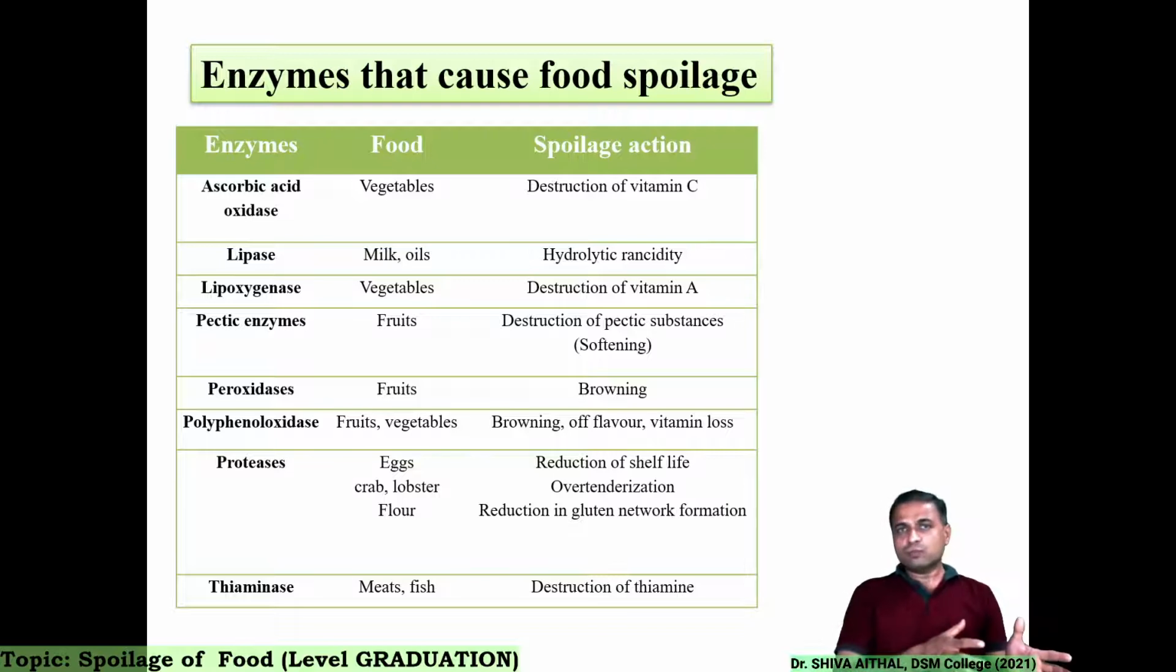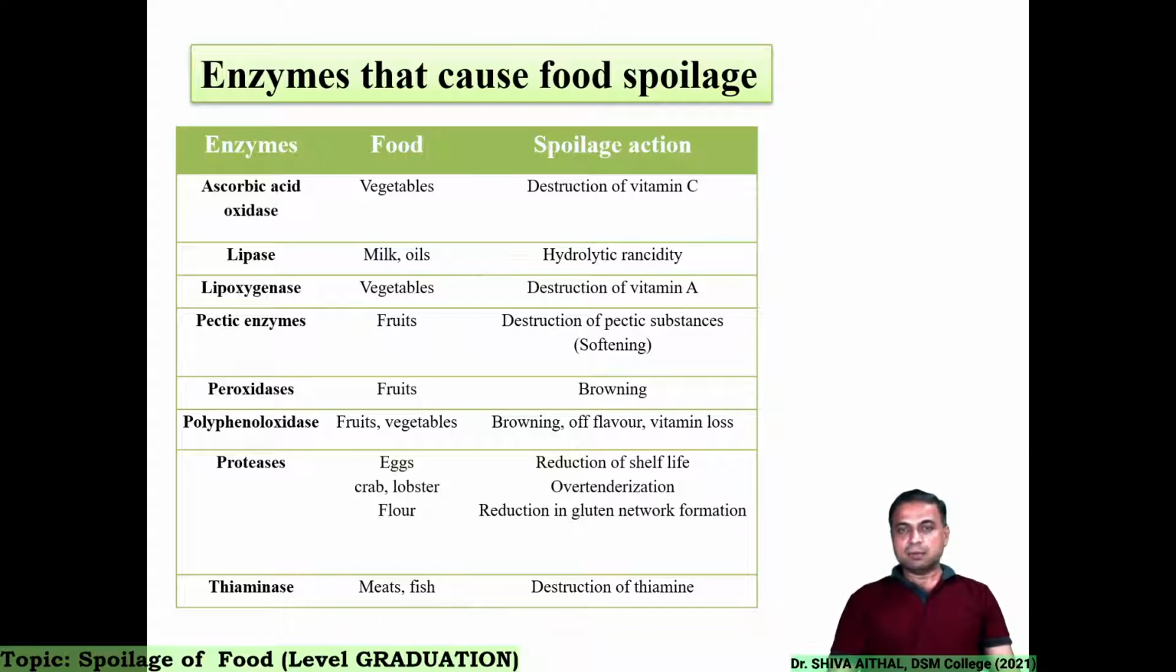What is the source of protease? That will be a separate aspect to be considered. If it is already present in the food, then that will be the cause. If an organism is present which is synthesizing these enzymes, then that will be microbial spoilage of food. Here we are discussing the chemical spoilage of food. So, reduction of shelf life. Shelf life is how many days you can keep a food on a shelf before you take it for consumption, that is, the date of expiry. Reduction in gluten network is also there due to proteases.